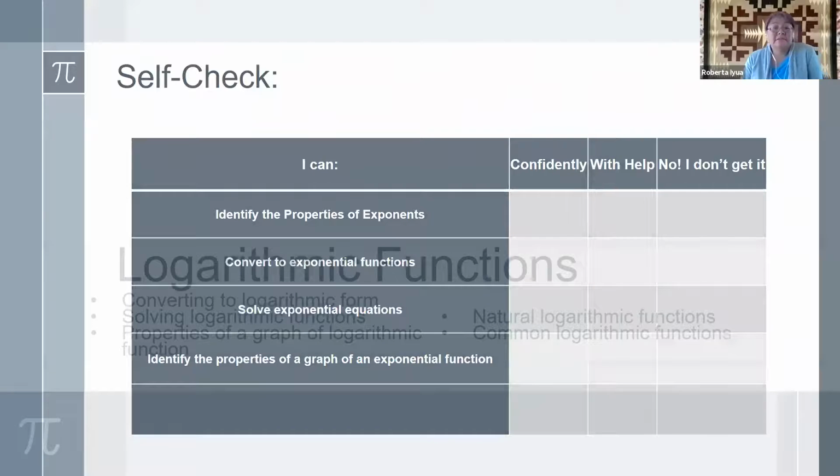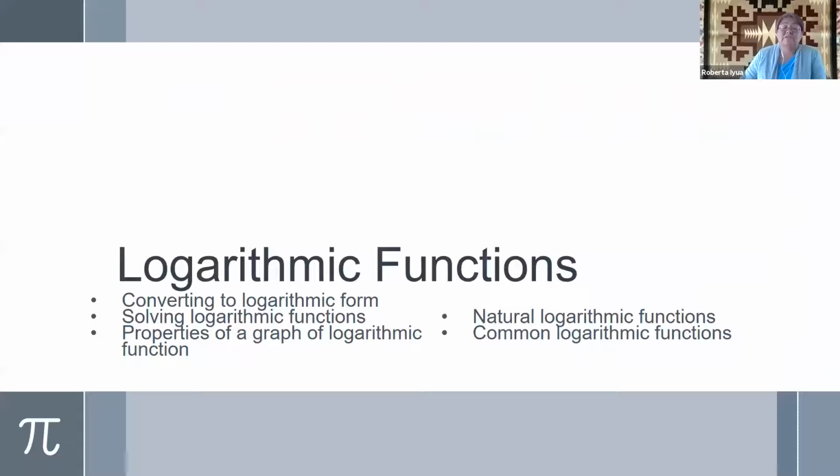In this section, we'll be talking about the logarithmic functions. We're going to go over converting to logarithmic form, solving logarithmic functions, the properties of the graph of a logarithmic function, the natural log function, and the common log functions.